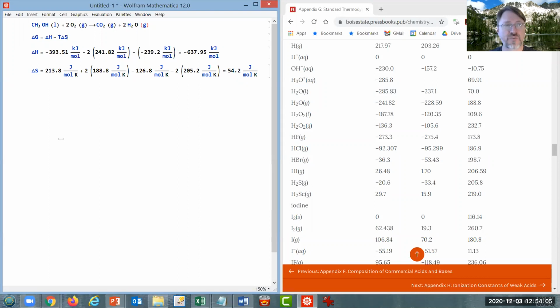So now we're going to use this expression right here. So our delta G is going to equal minus 637.95 kilojoules per mole. We're then going to say minus T times our 54.2 joules per mole Kelvin. And so whatever temperature we want to study this at, we then plug that in and determine our delta G. So if we're doing it at room temperature, then we would plug 298.15 in for this. We need to remember to convert from joules to kilojoules so that we can add these things together. So we need 1 kilojoule over 1,000 joules.